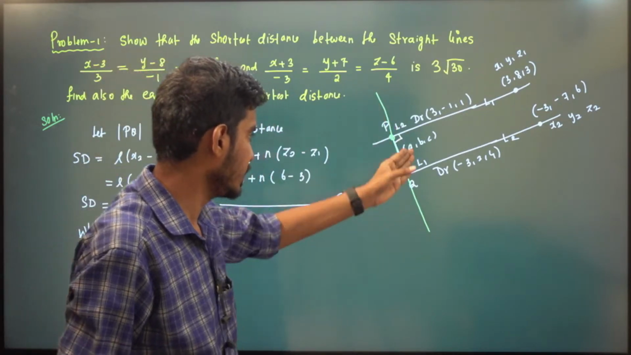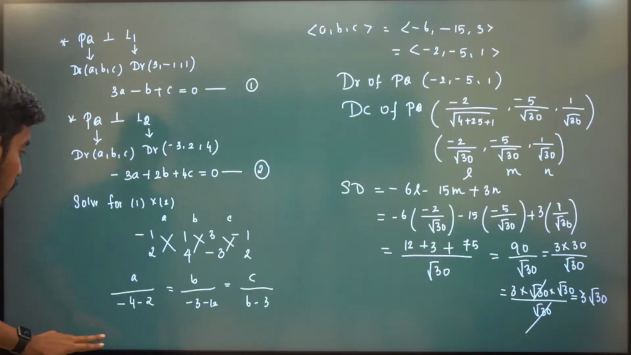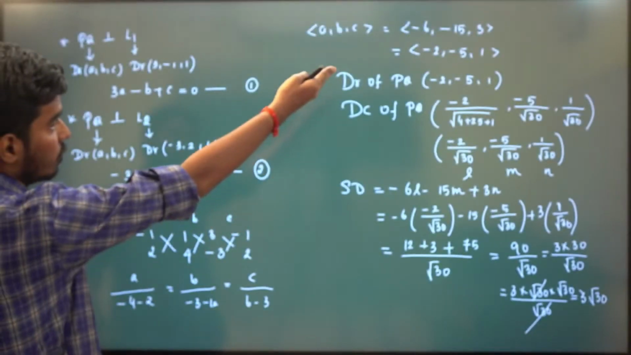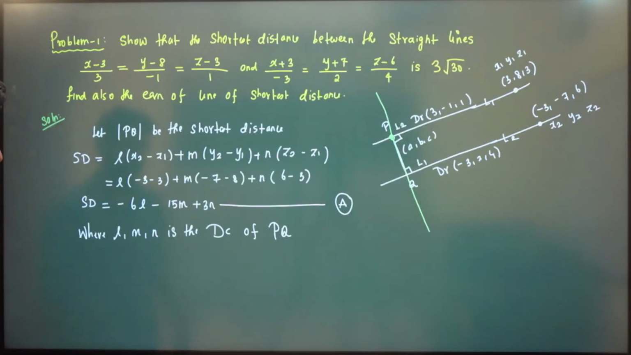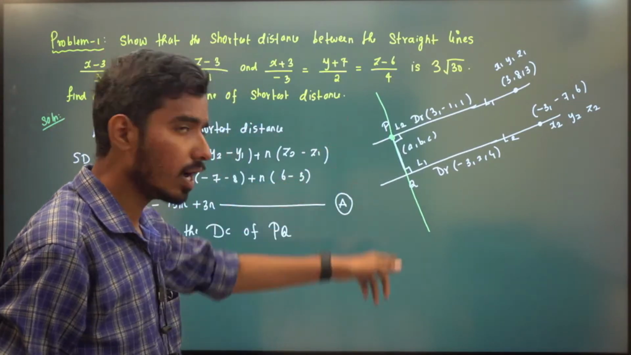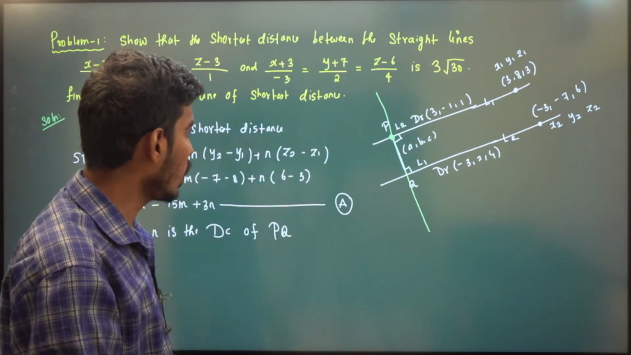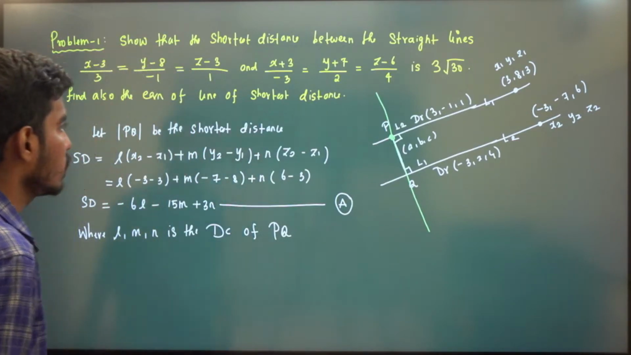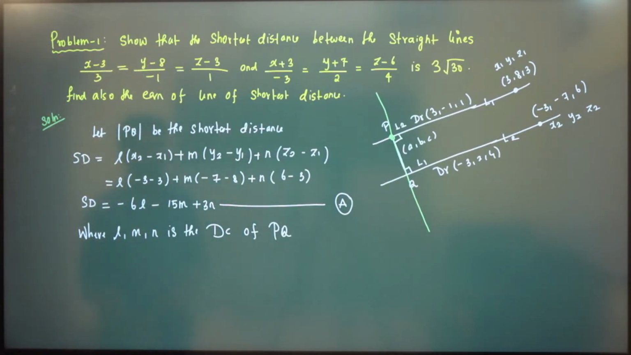We already found the direction ratio a, b, c, which is minus 2, minus 5, 1. Now we should know any one point on this line, right? Now what is the point P? That we don't know, right?